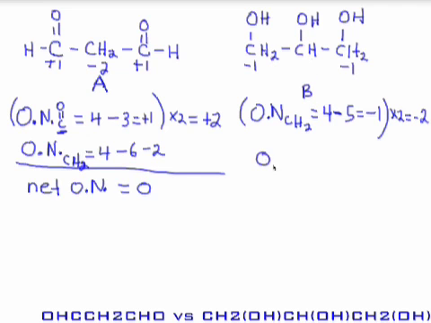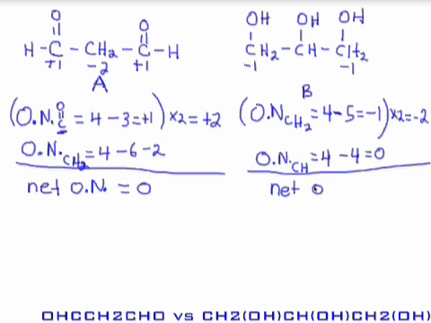Now there's just the oxidation number for the CH. Carbon has 4 valence electrons. The carbon-hydrogen gives me 2. The carbon-oxygen gives me 0. The carbon-carbons, both of them give me 1. That's 4 minus 4 equals 0. My net oxidation number equals minus 2. So 0 for that. B has an oxidation number of minus 2.